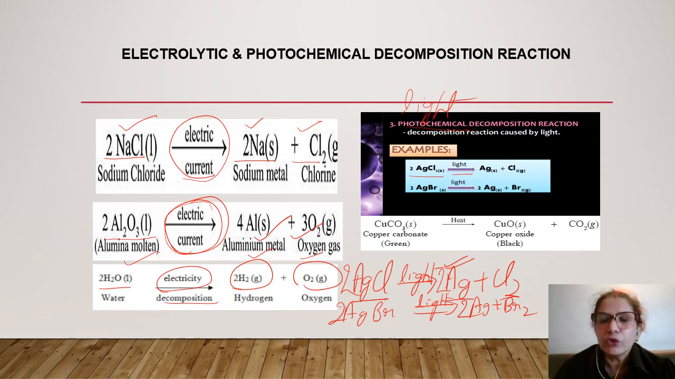Then here, this is a thermal decomposition: copper carbonate in the presence of heat gives copper oxide plus carbon dioxide. Now this copper carbonate is green in color and it turns black once it decomposes. It gives copper oxide, which is black in color. That is how we identify the two compounds. So this is thermal decomposition because it is taking place in the presence of heat.